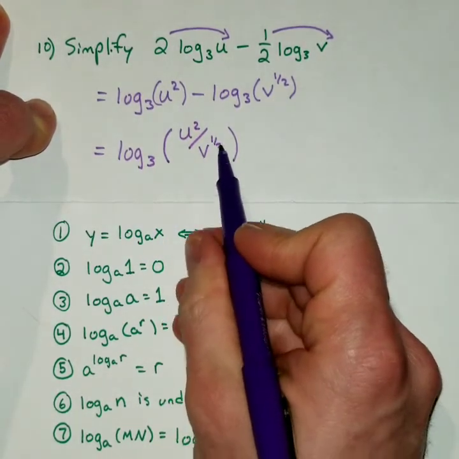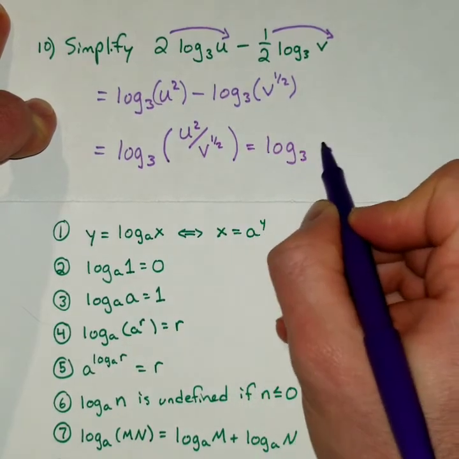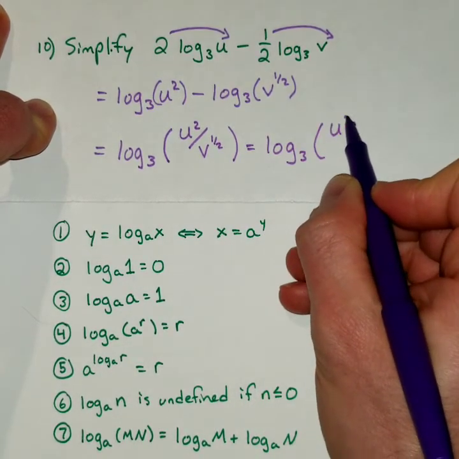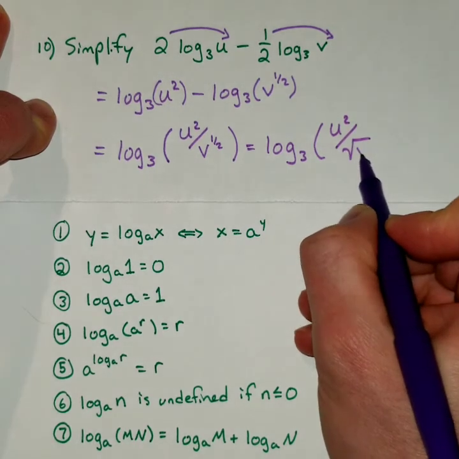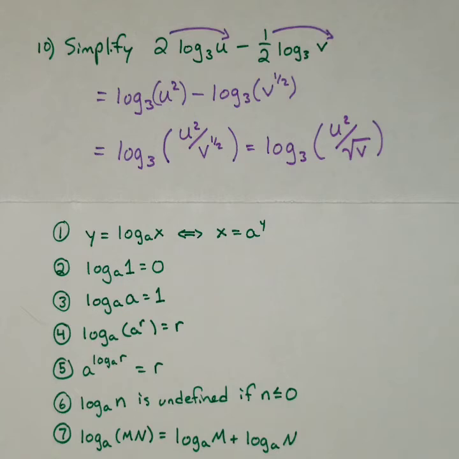And of course we know v to the half is a square root, so it looks a little nicer to just write that in as u squared over the square root of v. Okay, and that would be the fully simplified form.